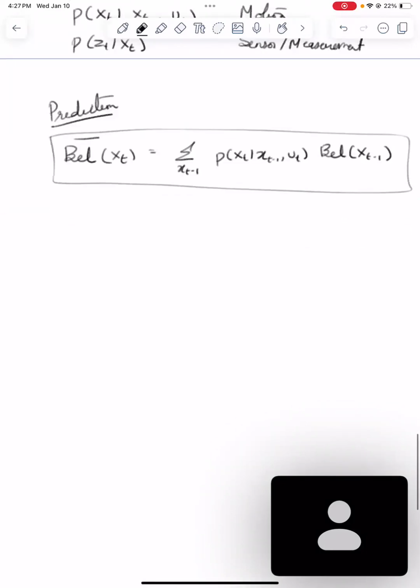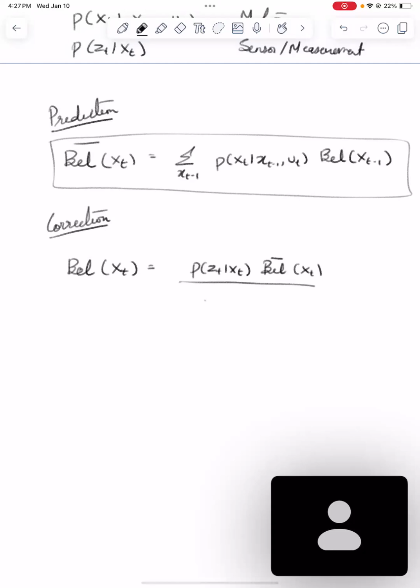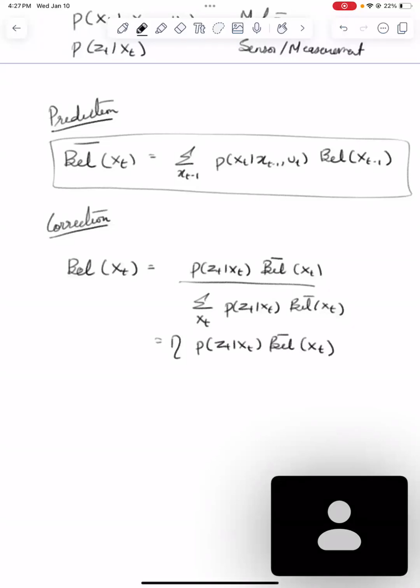Great. And then we're going to have a correction step, going from belief bar to belief. So the belief at the current time step is equal to P of zt given xt, our sensor model, times belief bar at xt, divided by the sum of P of zt given xt times belief bar at xt summed over all xt. Which is equivalent to a normalizing constant eta times P of zt given xt times belief bar of xt. And so that is your correction step.